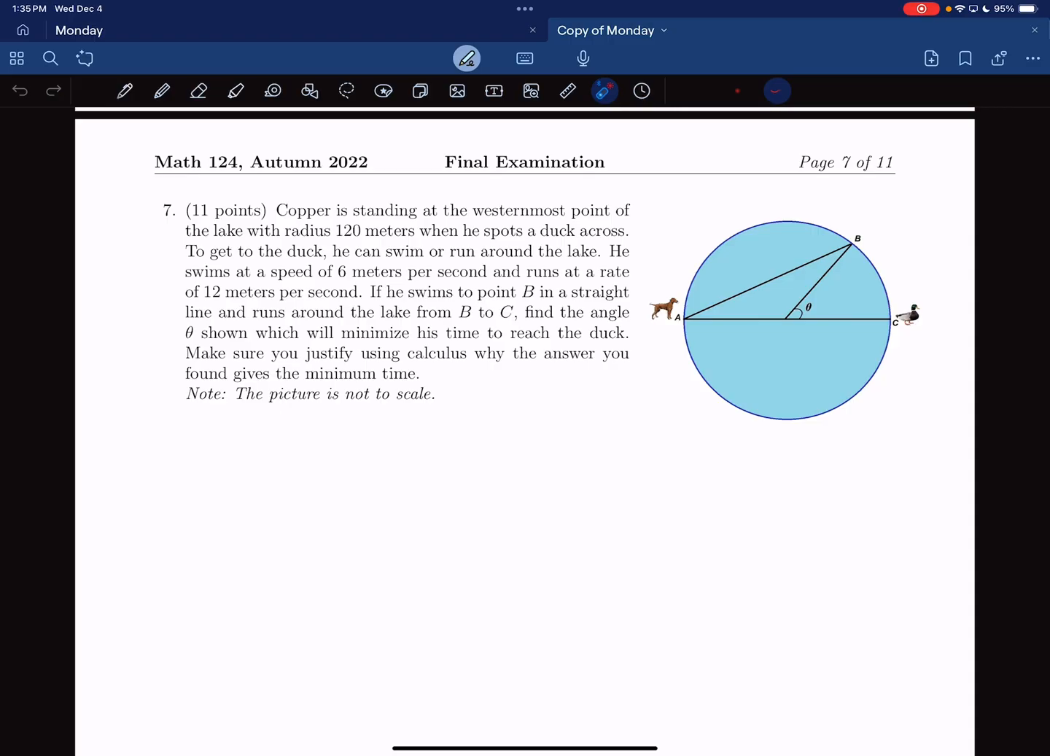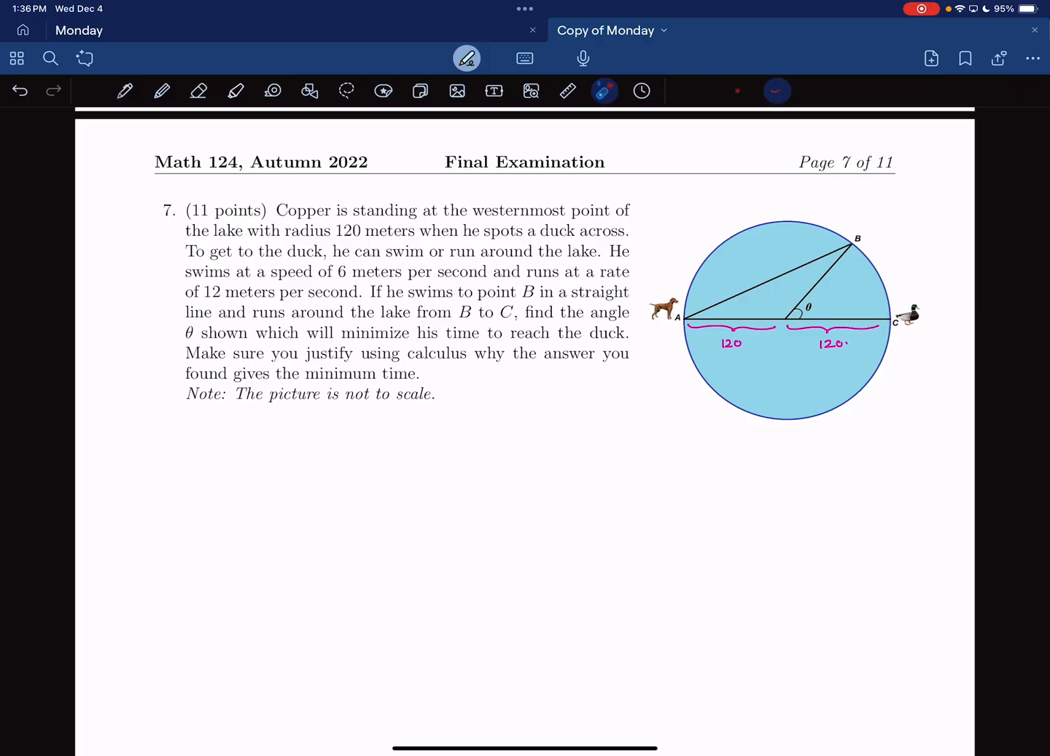Okay? So here's I read it. Copper is standing at the west point of the lake with radius 120 meters when he spots the duck. I'm like, okay, so where's copper? I read it, you're like, oh, copper is actually a dog. I guess it's a he too, right? But the question never tells you that copper is actually a dog, right? So you can only tell that from the picture. So here's copper. Anyway, the important point is that the radius is 120 meters. So that's 120, this is 120. They're all about the radius. Okay, so I'll label that.